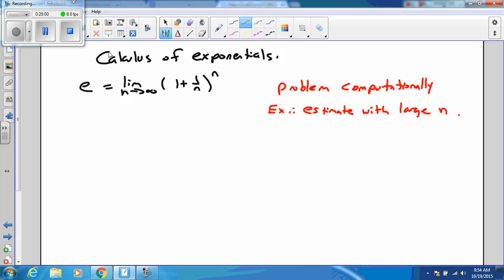And when I happen to use 10 million, I get an estimate for e that's not too bad, compared to the actual retail value, which is listed by the calculator. So in 4 places it's great.